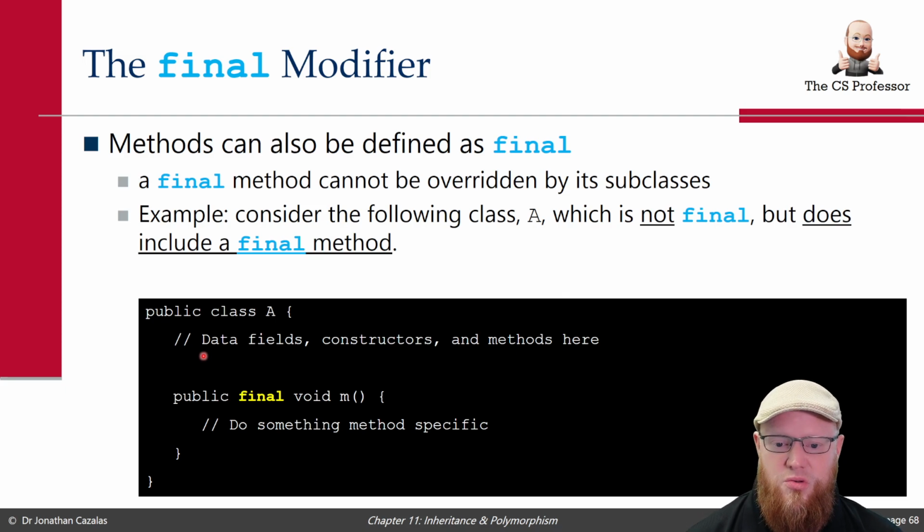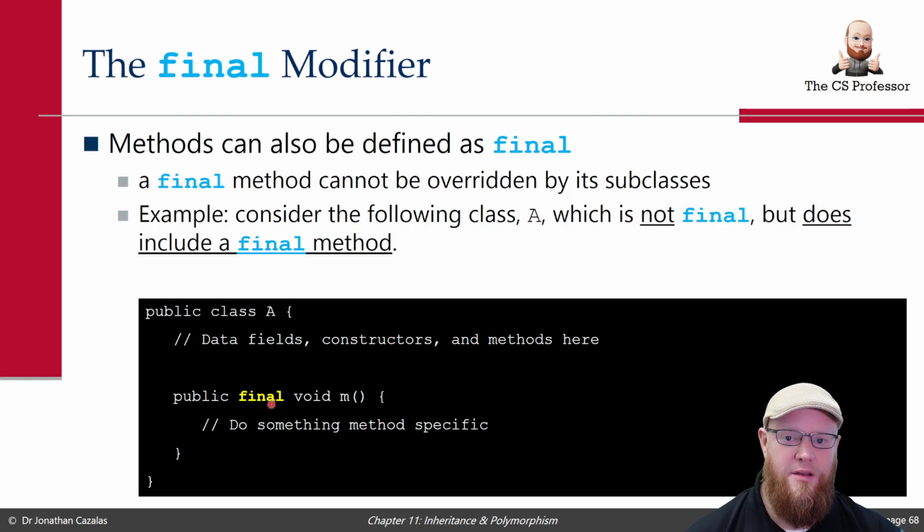And you can also do that for methods. Methods can be defined as final, which is super gangster, because a final method cannot be overridden by its subclasses. So imagine if we don't use the word final on the class, meaning we're allowing class A to be inherited from, and in this class A, we have a method called method M, but we've made it final. What does that mean? Someone will inherit this method because it's a public method.